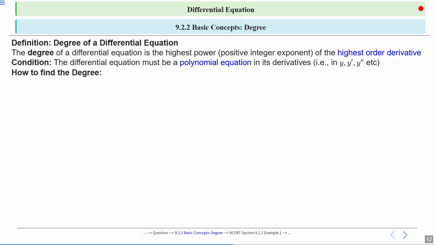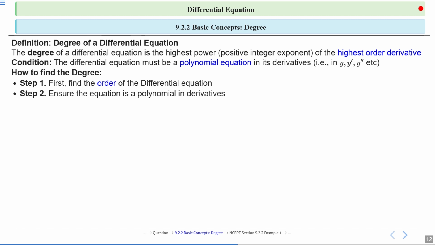So to find the degree, the first task is to find the order of the differential equation, and we already know how to find the order. When you get the order, the next thing is to ensure the equation is a polynomial in derivatives. If a term like sine y dash, e to the power dy by dx, or log d2y by dx2 exists, in this case the degree is not defined.